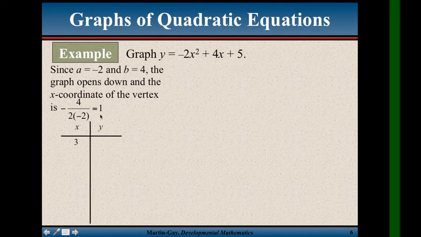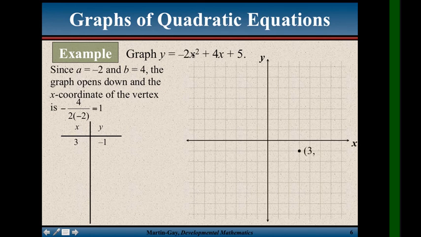If we try x equals 3, what's y? The answer is negative 1. You can check it by substituting 3 for x and solving.